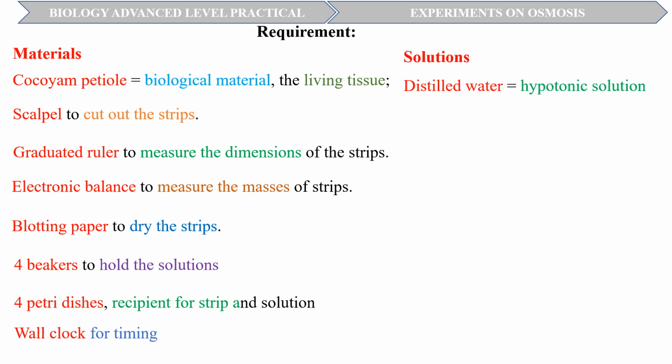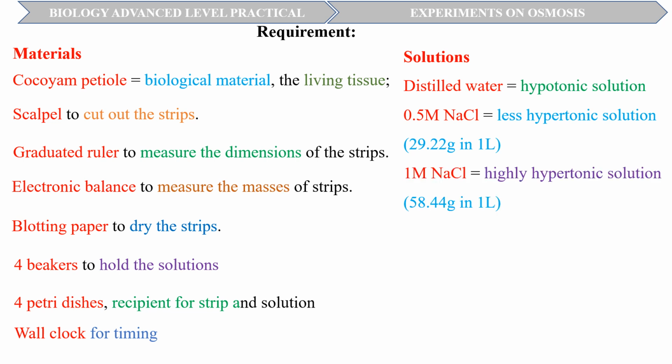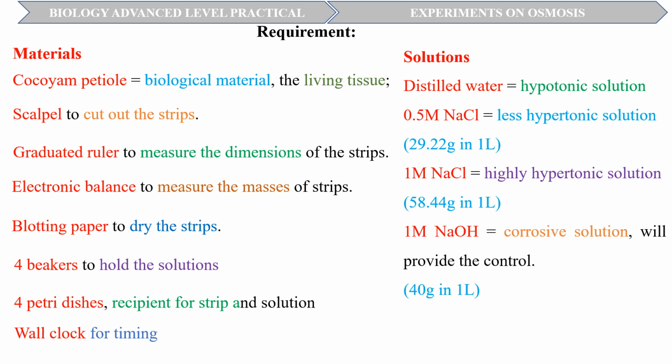We are going to use 4 different solutions. Distilled water will serve as the hypotonic solution. A 0.5 molar sodium chloride solution, made by dissolving half the molar mass, 29.22 grams, of the salt in 1 liter of distilled water, will serve as a less hypertonic solution. A 1 molar sodium chloride solution, made by dissolving 58.44 grams of the salt in 1 liter of distilled water, will serve as a highly hypertonic solution. A 1 molar sodium hydroxide solution, made by dissolving 40 grams of pellets in 1 liter of distilled water, will serve as a corrosive solution, which will kill the tissue and provide the control along with the non-cellular cuticle.